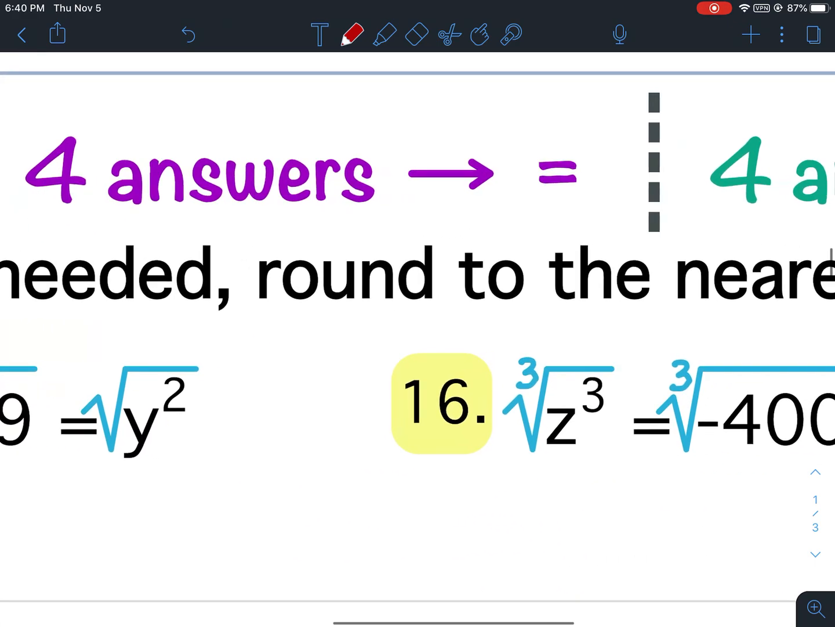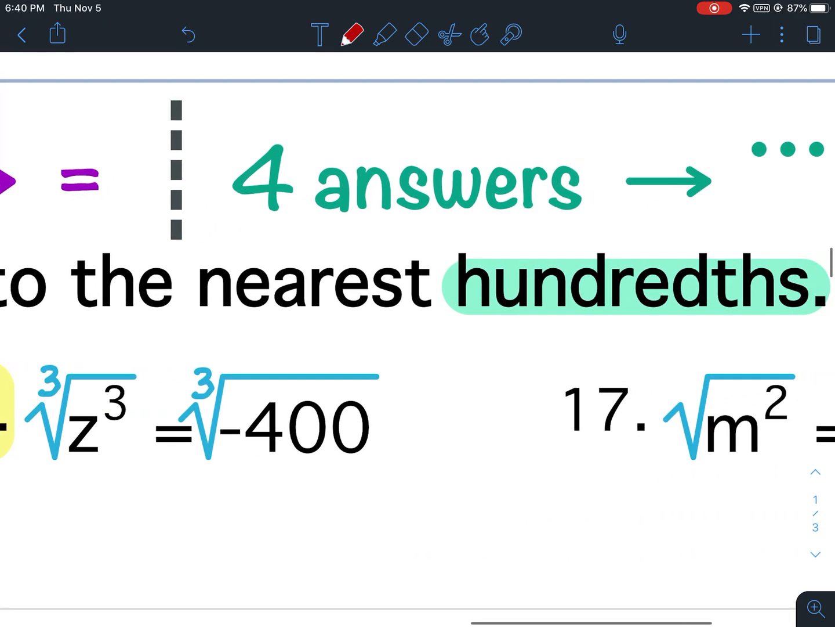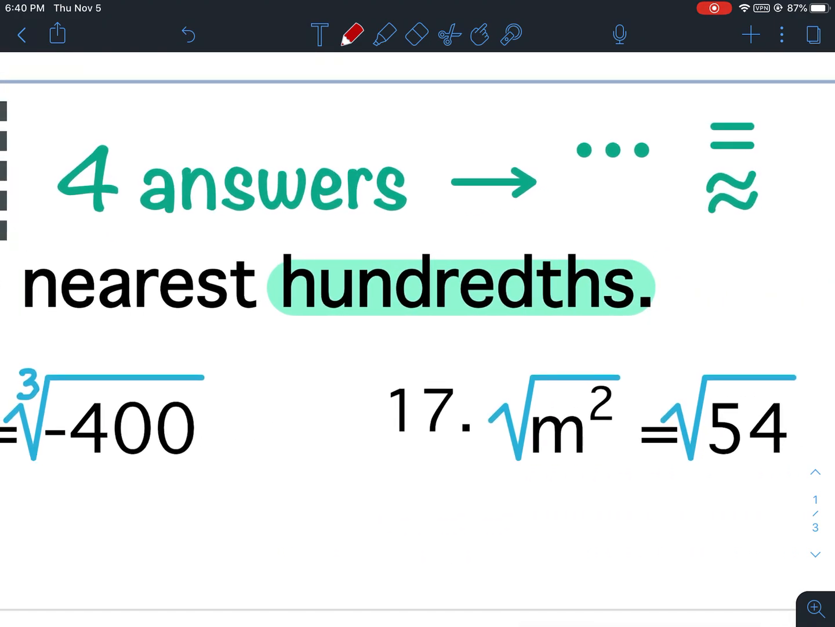There are 4 answers that when you put it in your calculator, you will get a rational answer. And if that's the case, all you need is an equal sign. So you'll have the variable, the equal sign, and the number. But there are 4 other answers where you'll get an irrational number. When you get an irrational number, the first thing you need to have is the ellipse with the equal sign, and then you'll round the answer to the hundredths. So again, you'll have this ellipse with the equal sign, and then you'll round it and have the approximate sign.